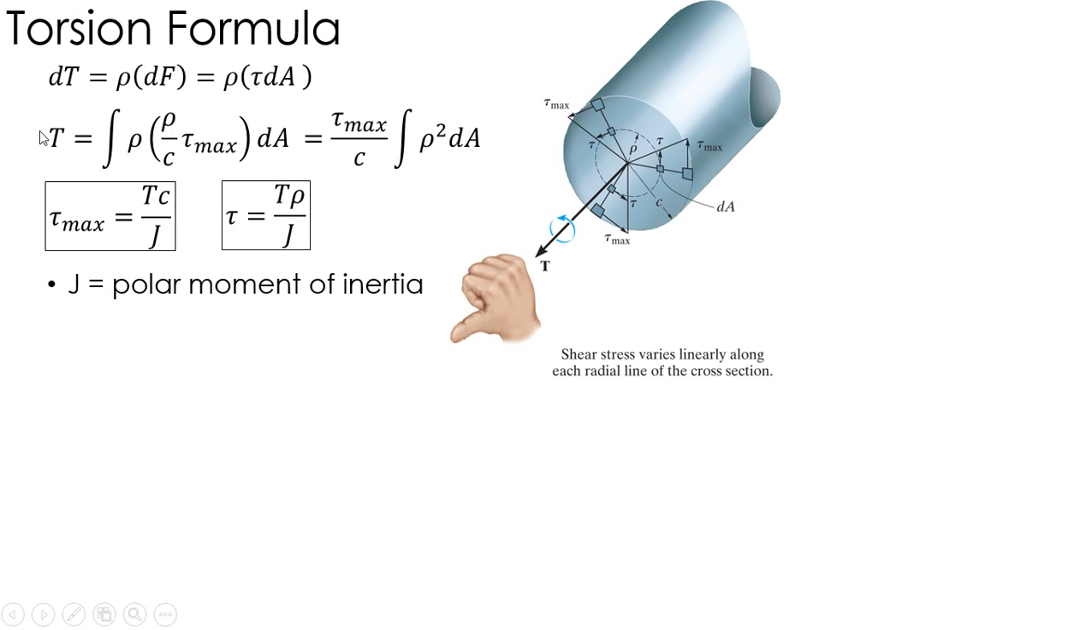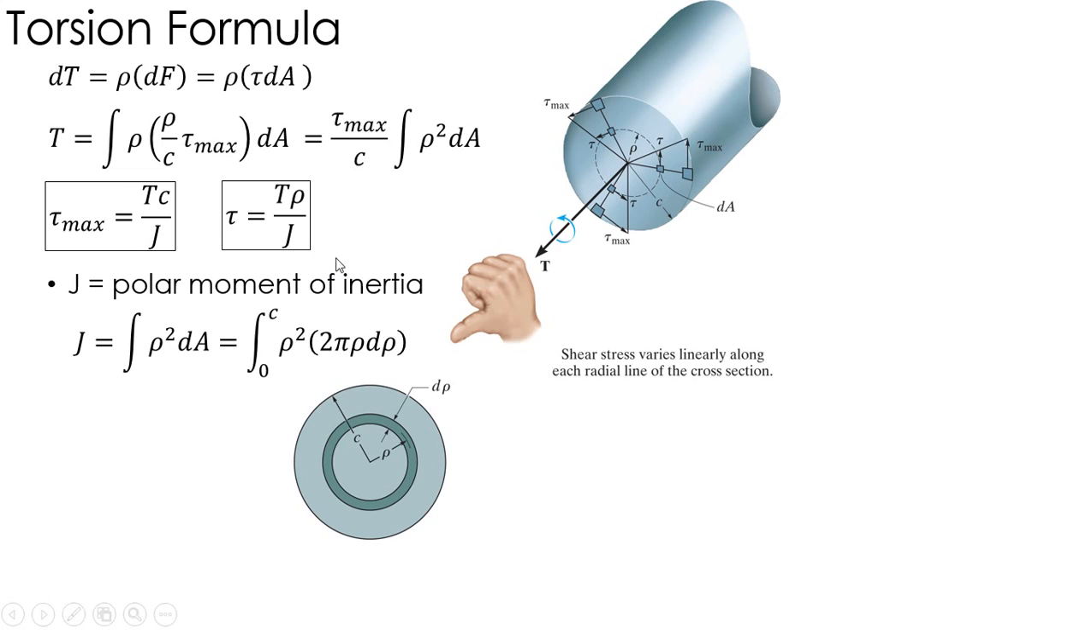So that equation, rearranging things, solving for tau, I get TC over J, and I'll get to J in just a second. That's called the polar moment of inertia. That's essentially this integral rho squared dA. So this would be the maximum, again, at a radius of c at the edge of my shaft. Rho would be used if I wanted to calculate tau at some specific distance within there. Now again, J is the polar moment of inertia, and that's that integral there, rho squared dA.